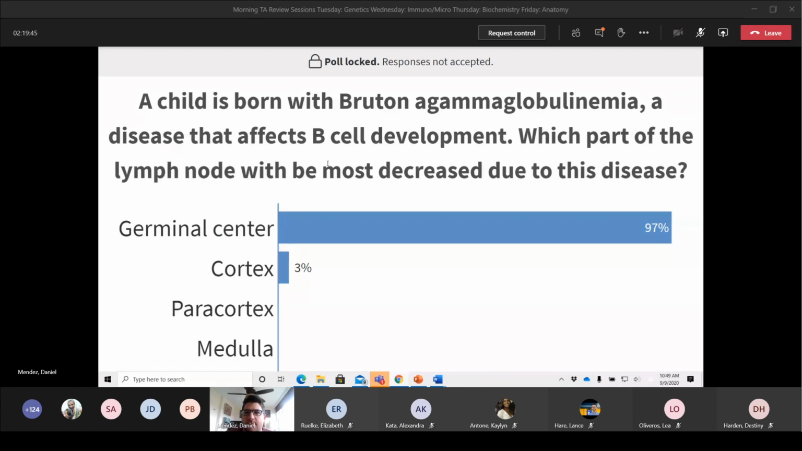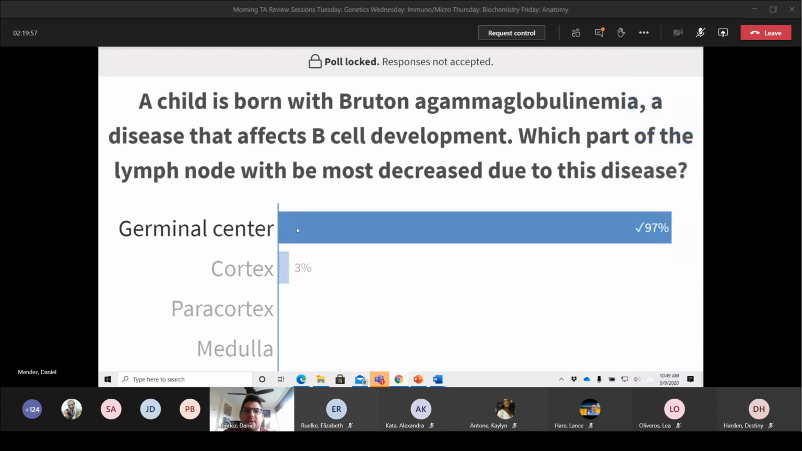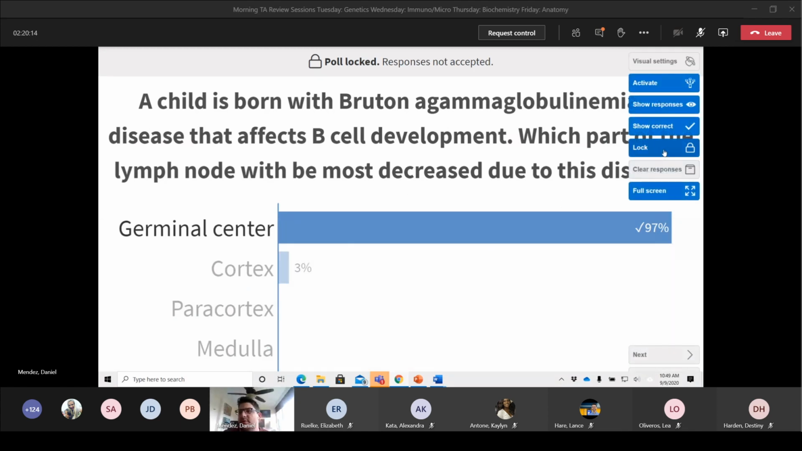So first of all, you've never heard of this disease. You should hear about it in your very next lecture on Thursday. You have not heard about it yet, but all you need to know is it affects B cell development. Where are the B cells in the lymph node? They are in the germinal center. Remember, the medulla is going to be your plasma cells. Those are fully differentiated B cells. We refer to those as plasma cells. We don't refer to them for B cell development. And your paracortex is going to be your T cells.